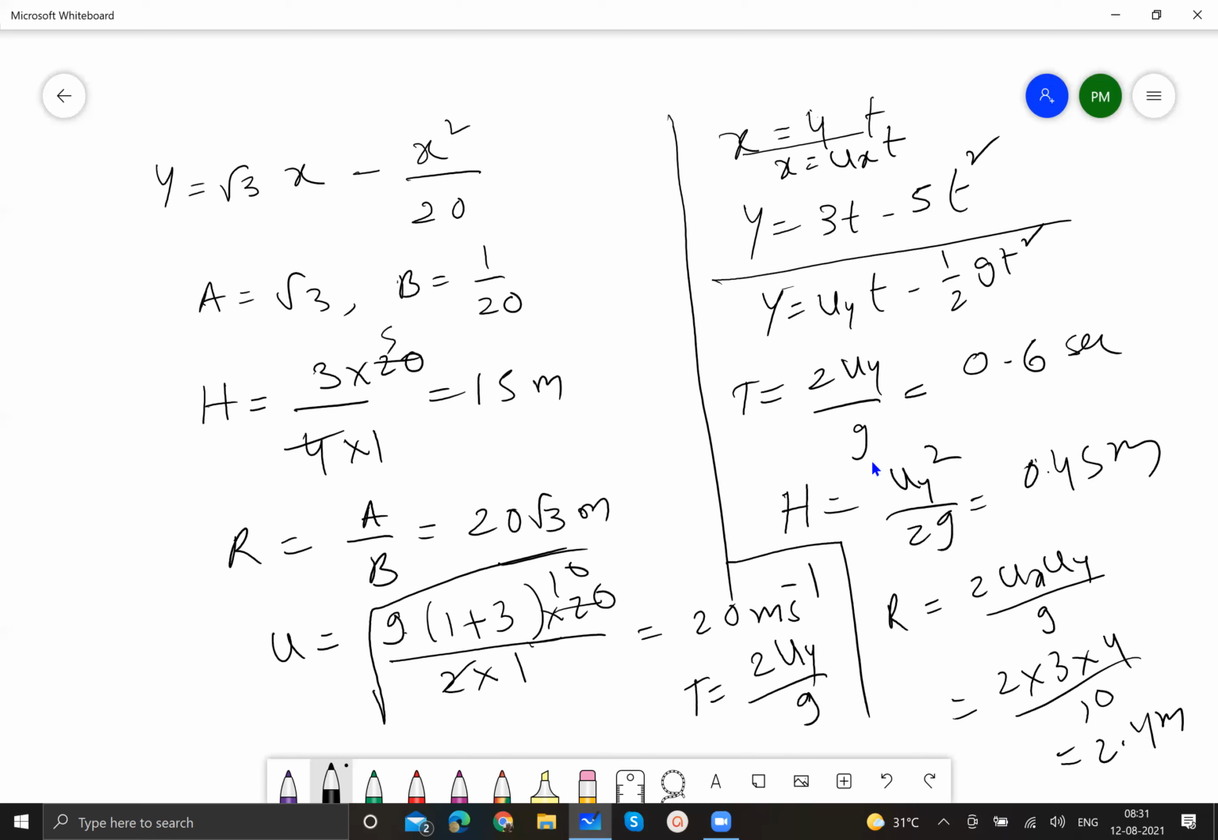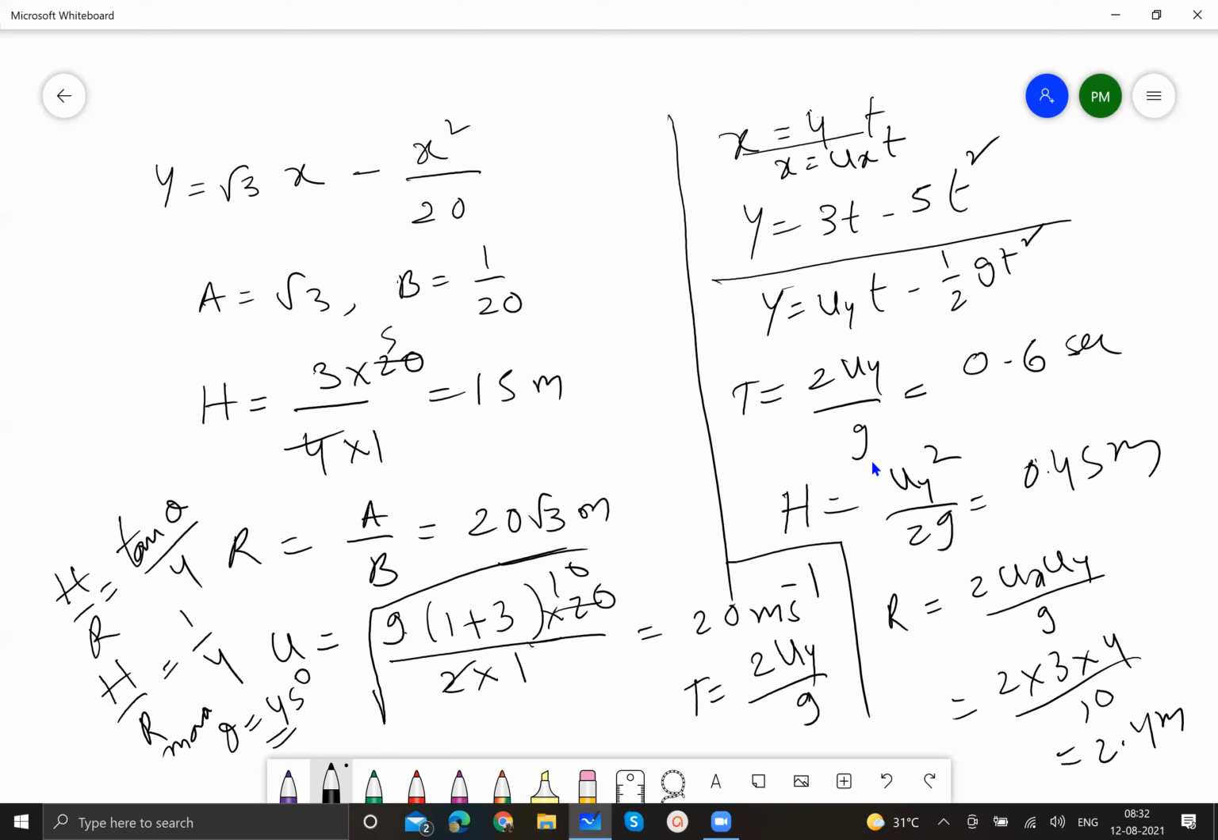And you may have learned also the relation between height and range. That is, h by r is equal to tan theta by 4. And maximum range is for 45 degrees. So h by r maximum is 1 by 4. So theta is 45 degrees. Range will be maximum if the body is projected at an angle of 45 degrees with the horizontal.